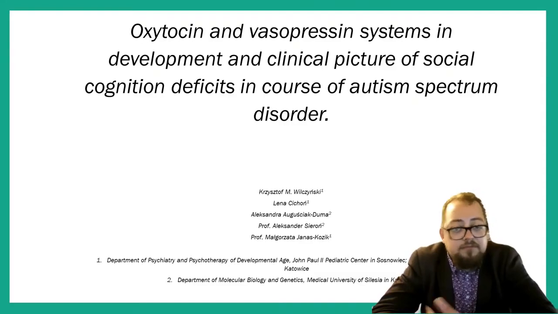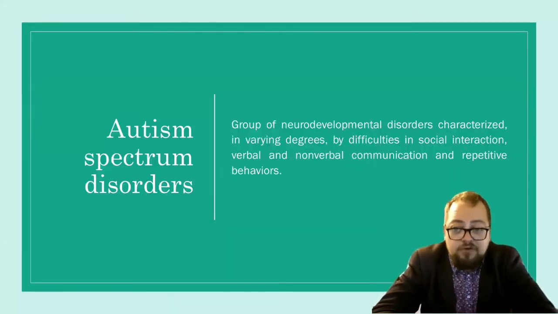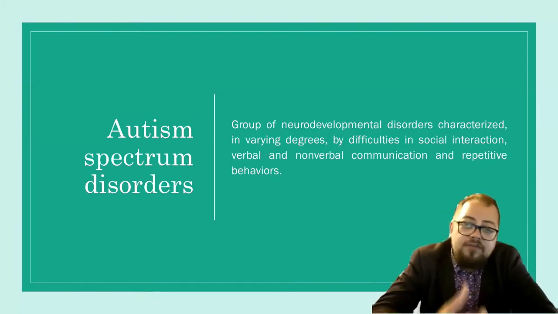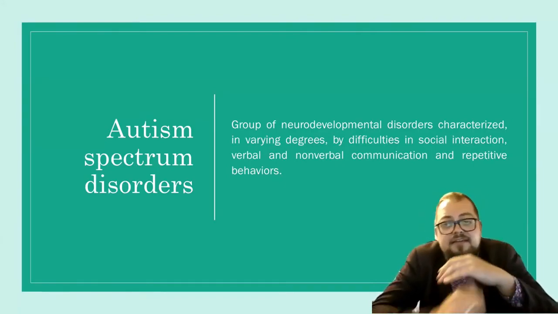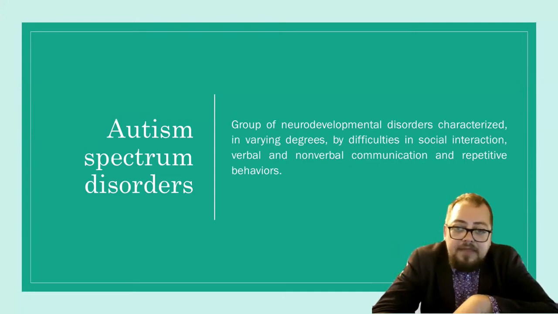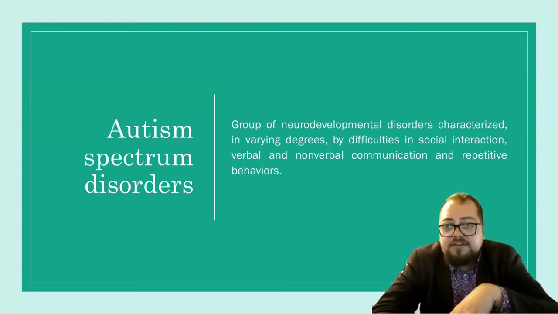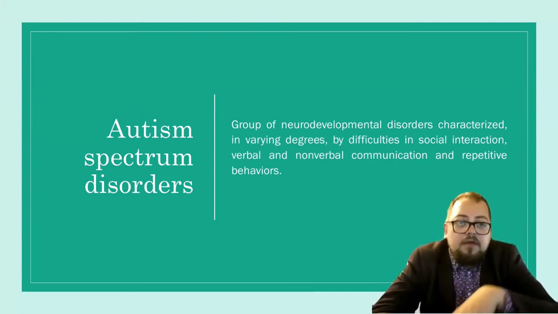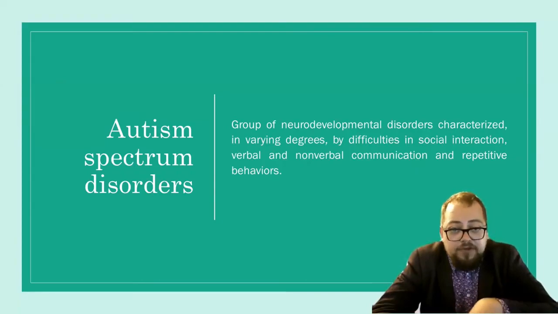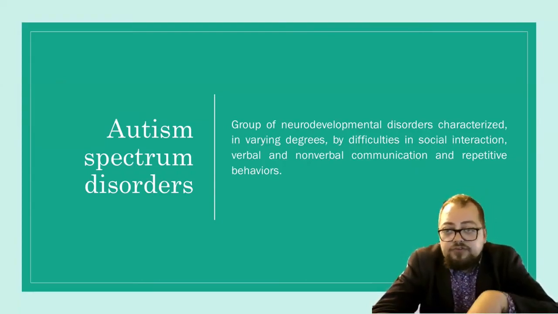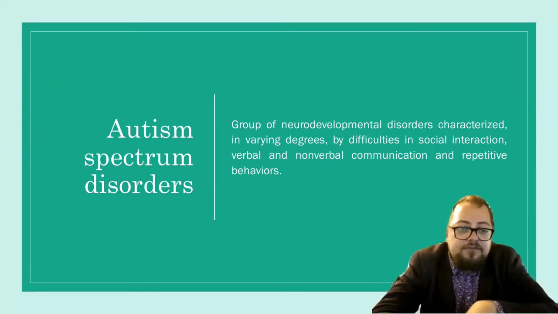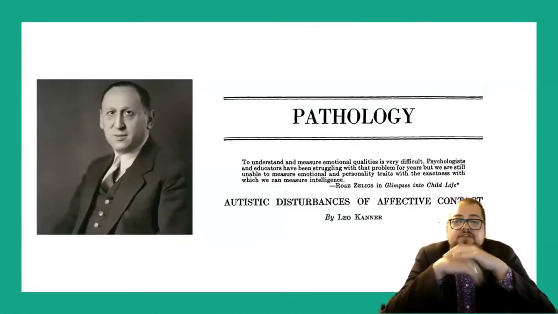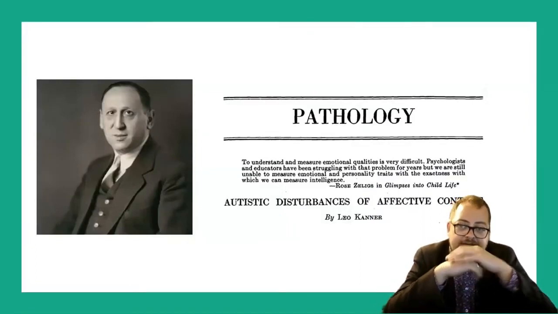But let's start with the basic question. What do we understand by the autism spectrum disorder? It is a group of neurodevelopmental disorders characterized in varying degrees by difficulties in social interaction, verbal and nonverbal communication, as well as repetitive behaviors. It was first introduced in scientific literature in 1943 by Leo Kanner in his article, Autistic Disturbances of Affective Conduct.